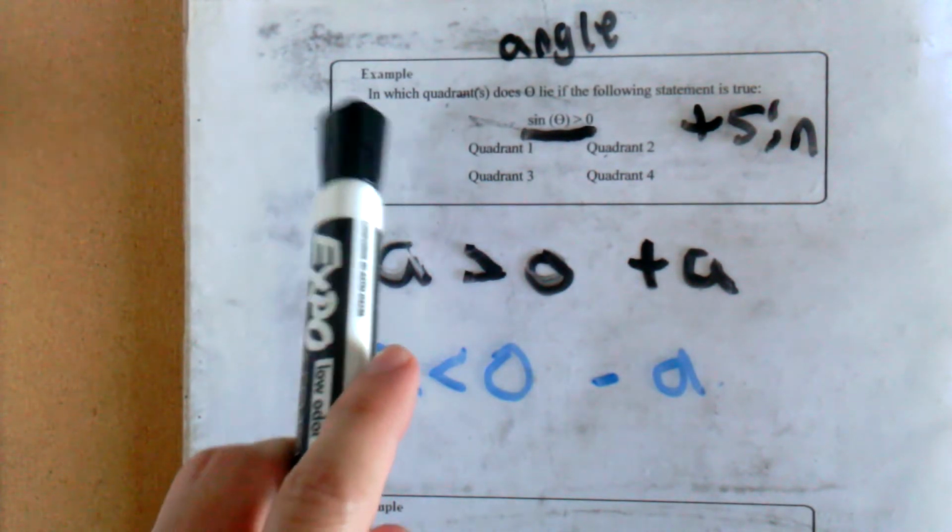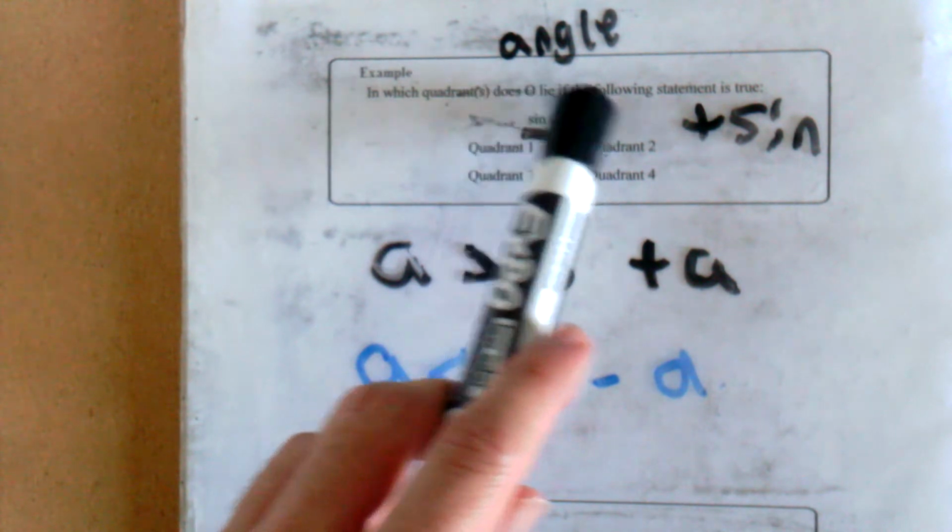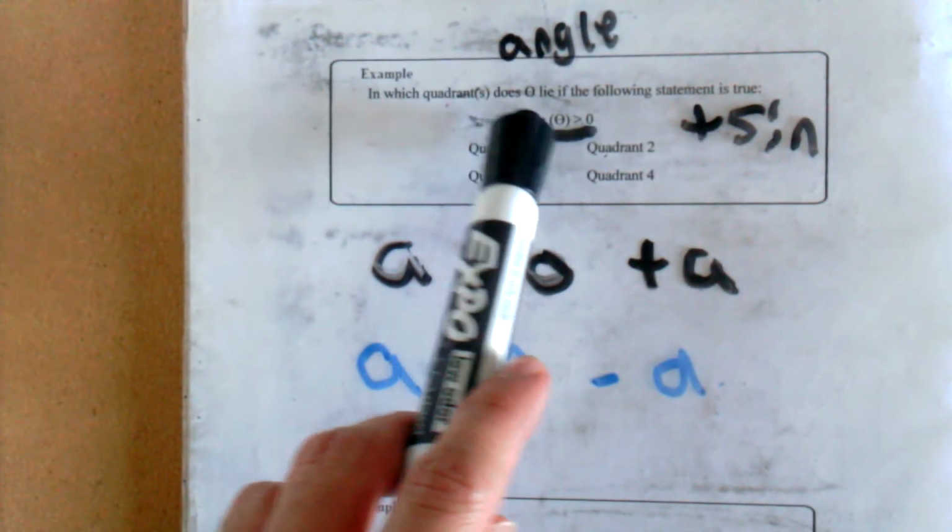I'll go ahead and try and make that look better. There we go. Sine is positive. So what this example is actually asking us is, in which quadrant does some angle lie for sine at that angle to be positive? In other words, in which quadrant is sine positive?